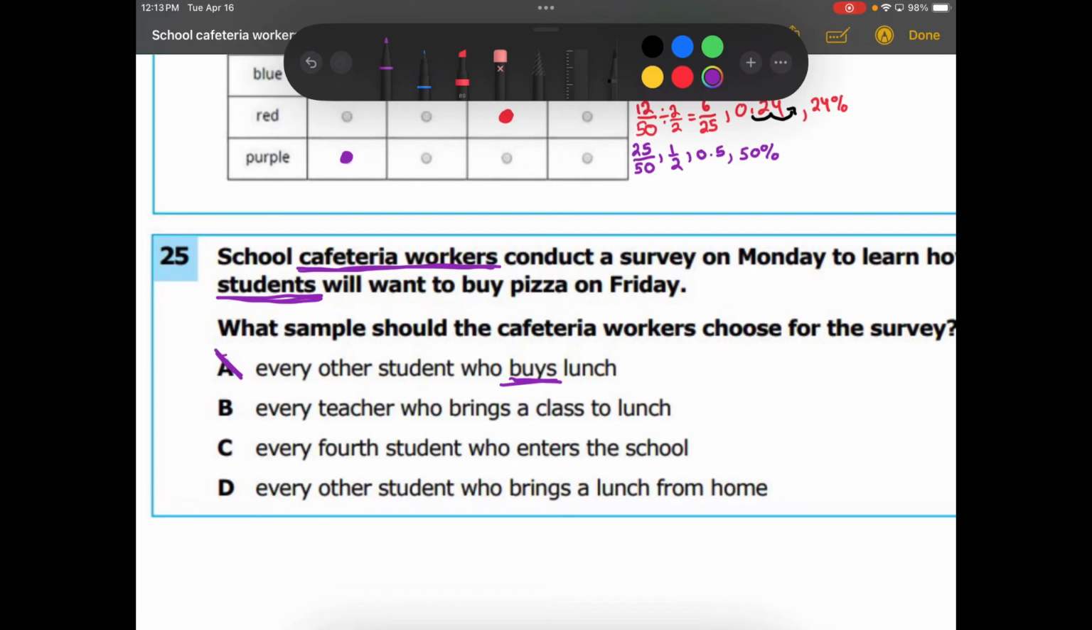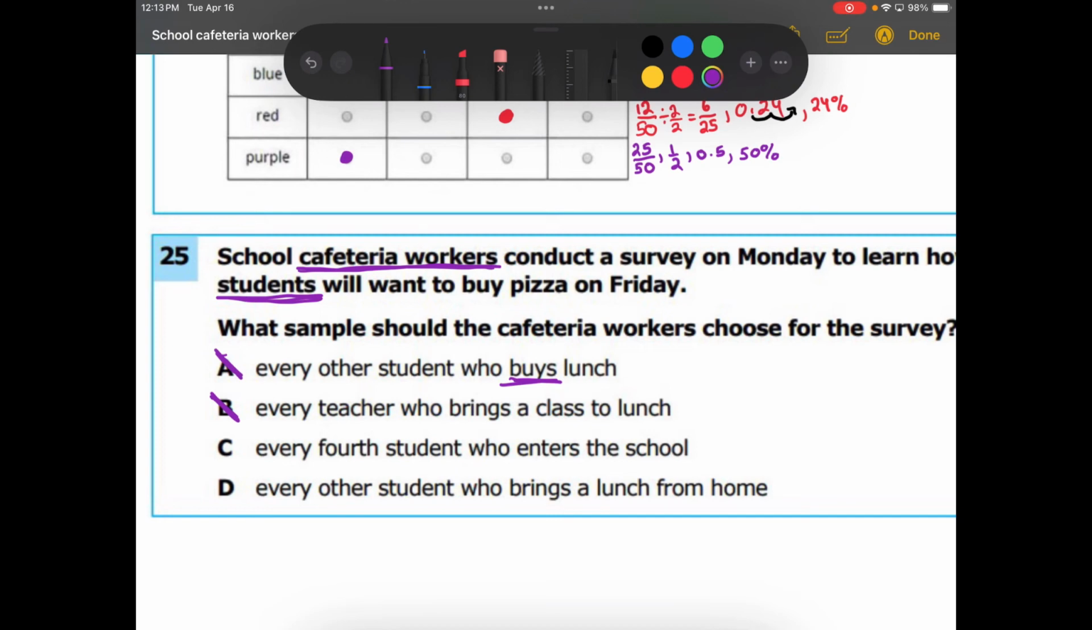Every teacher who brings a class to lunch. Who are they surveying here? They're supposed to be surveying the students, but on letter B, who are they asking? That makes this a no.